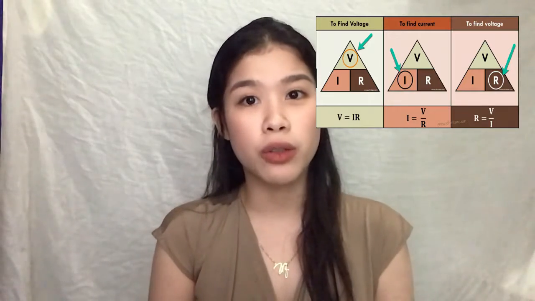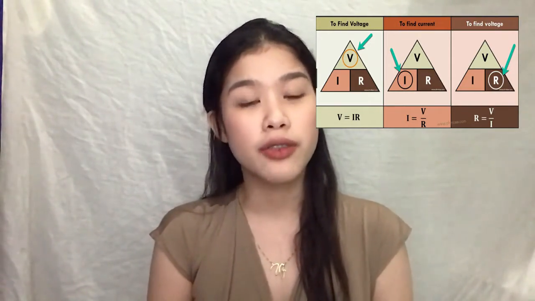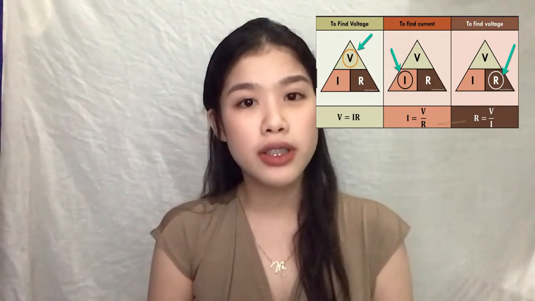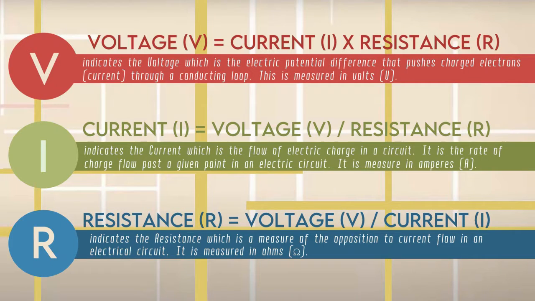Now, there are three formulas that we need for Ohm's Law. These are voltage equals current multiplied by resistance, current equals voltage divided by resistance, and resistance equals voltage divided by current. V indicates the voltage, which is the electric potential difference that pushes charged electrons or the current through a conducting loop. This is measured in volts, which is represented by V.